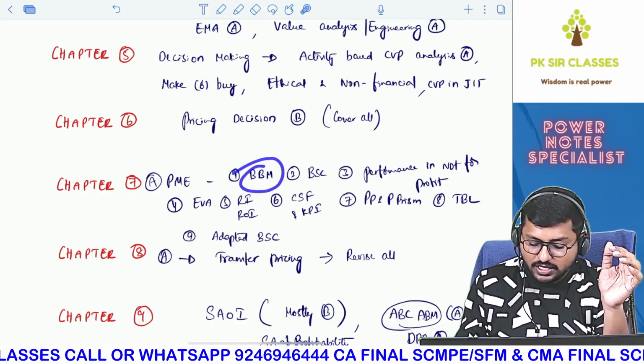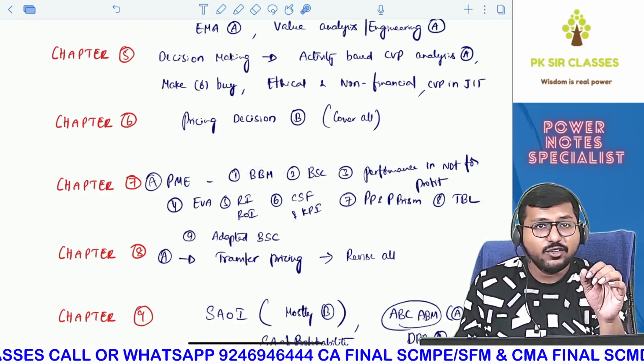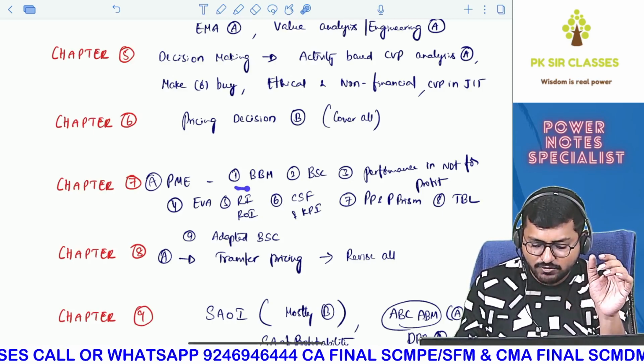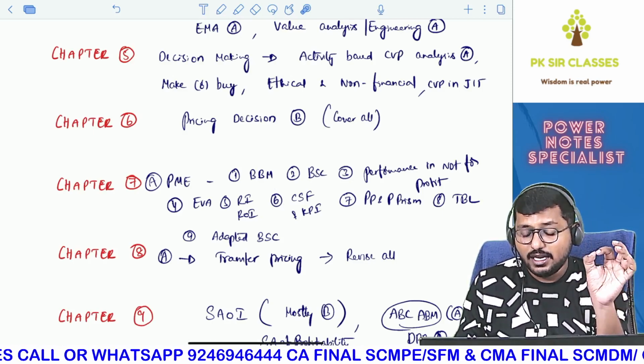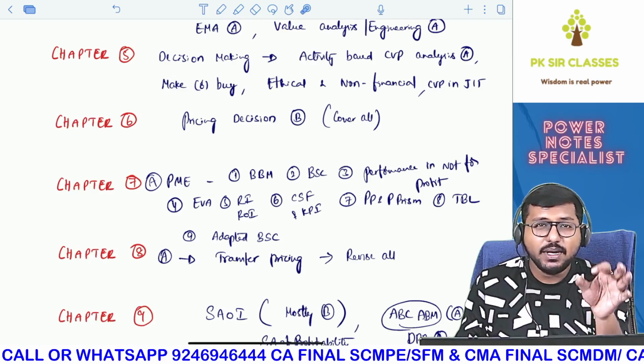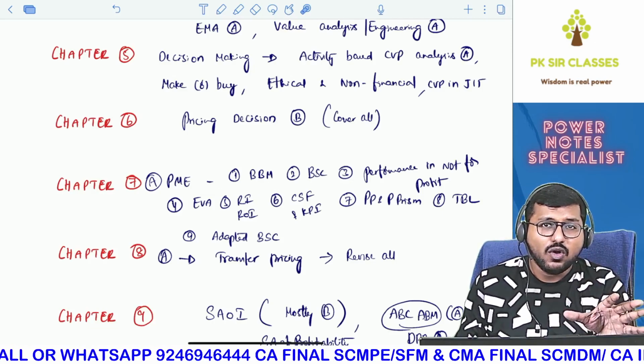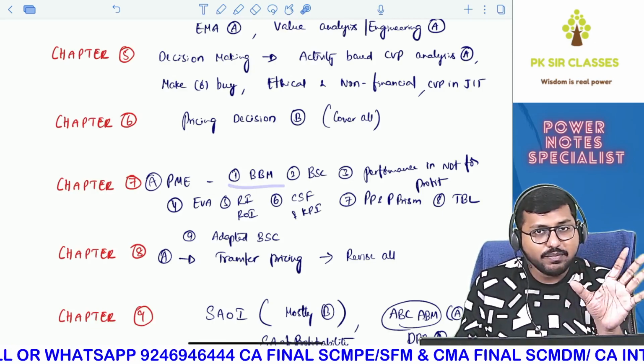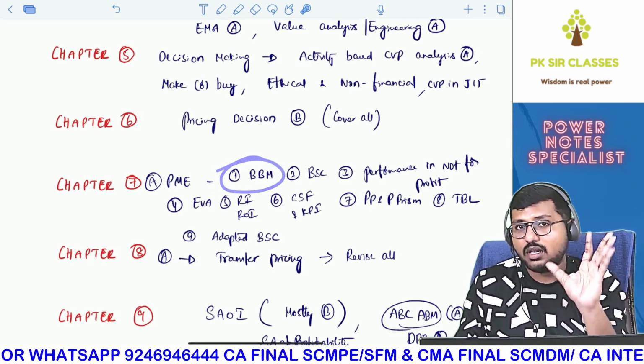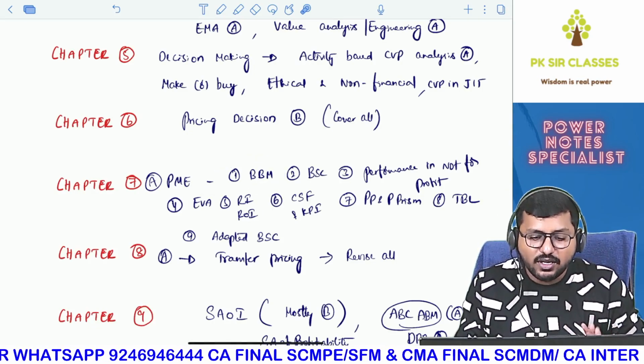So therefore, in case a compulsory question comes from this area, you'll be clean bowled at the beginning of the exam only. Therefore, give it due importance. And in the PME chapter itself, you can see there are some big case studies which are purely based on BBM only. So that way, the building block model is the most important in this particular attempt.